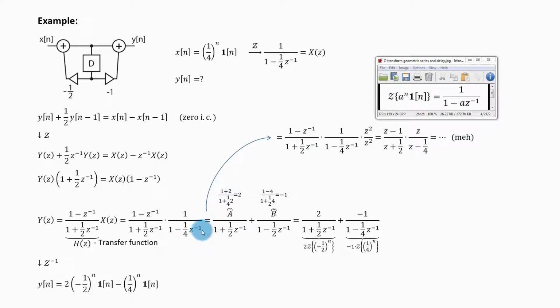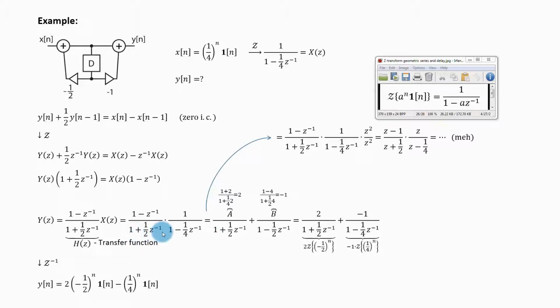An easier way to do this is to actually work with this z to the minus 1 as if it was a single variable. If it helps you, you can replace all the occurrences of the z to the minus 1 with some variable q and work with that. When I do that, that is when I work with z to the minus 1 as if it was a single variable, I can break this function into these partial fractions. And these constants a and b I can compute using the cover-up rule.